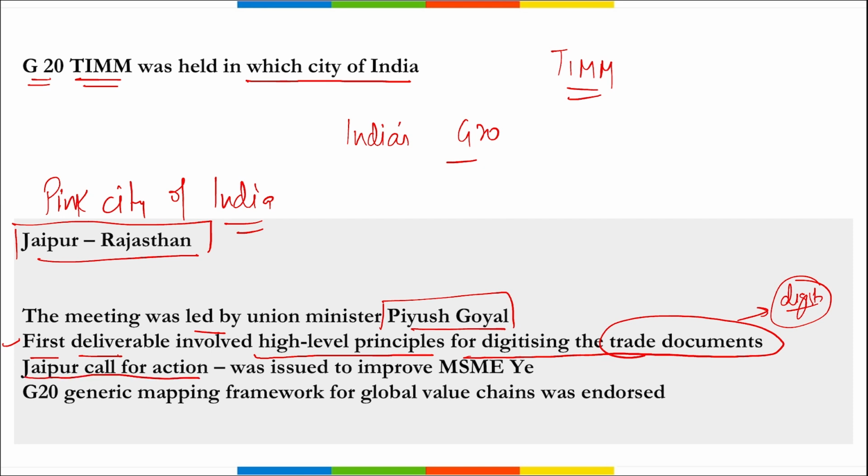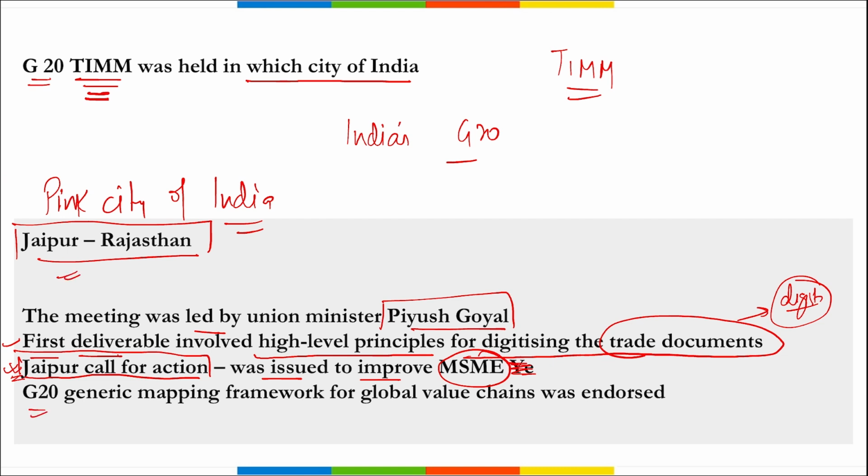Then Jaipur call for action, do remember this? This was issued to improve the MSME conditions, right? Jaipur call for action was issued to improve the MSME information access, to plan for the International Trade Center in Geneva, Switzerland, to upgrade the global trade help desk, to address MSME's information gap with the consultation from the United Nations Conference on Trade and Development as well as WTO. So remember this Jaipur call for action, this was adopted during the G20 TIMM meeting that was held in the Pink City of India, that is Jaipur, Rajasthan.